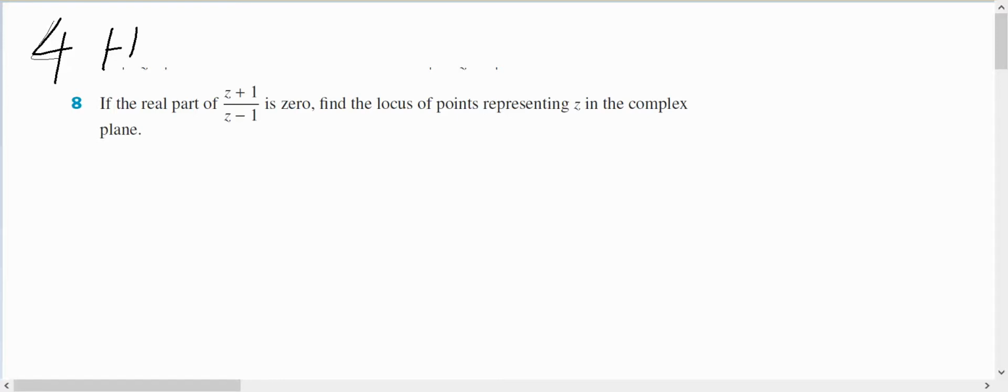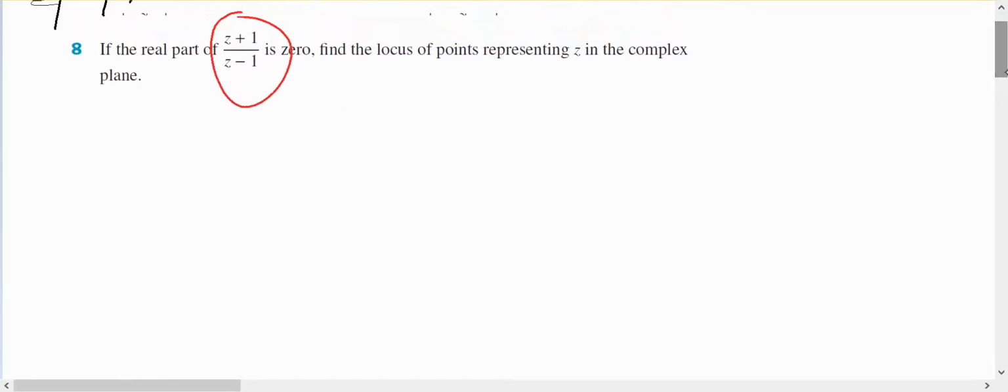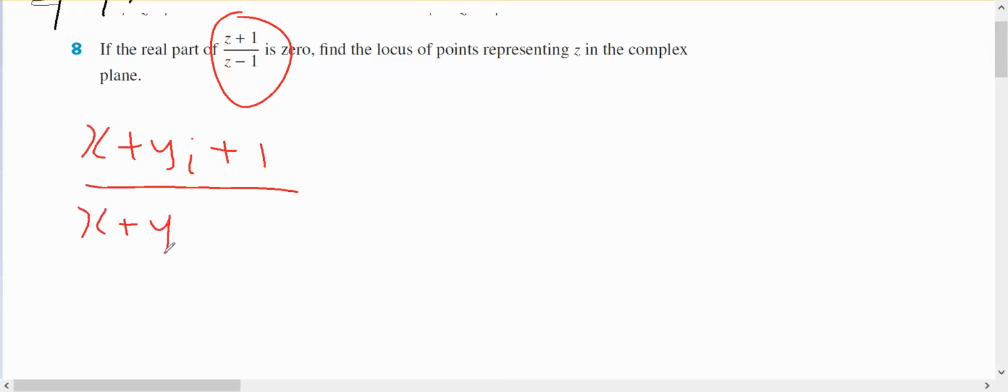Okay, let's see how we go by using my finger on the screen. This comes out of Specialist Maths 4H question number 8. If the real component of this is 0, find the locus. So I need to find out what this is and then set the real component equal to 0. So z is x plus yi plus 1 over the bottom is x plus yi minus 1.